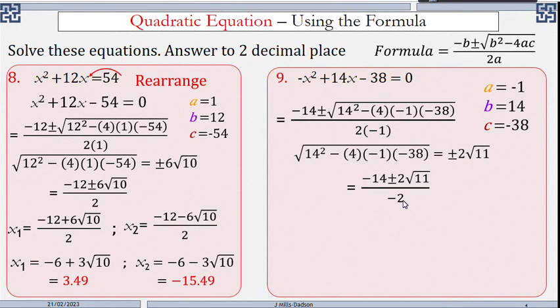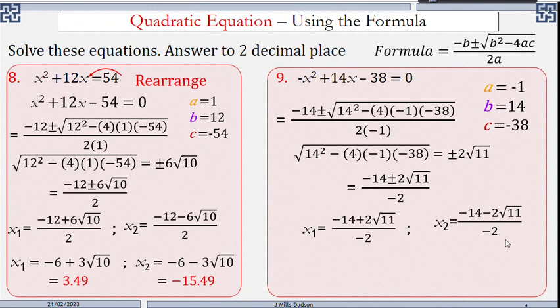So from there, I split it into 2. The first x will be equal to this. The second x will be equal to this. The difference is that this has plus in the middle, this has minus in the middle. You can divide both by negative 2. And don't forget, a is negative 1. That's why 2 times negative 1, we have negative 2 here. Now, if you divide by negative 2, this is what you have.